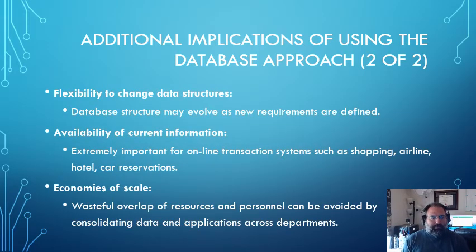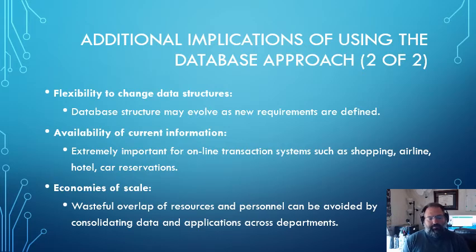Some additional implications of using database approaches. They provide for flexibility to change the data structures. Data structures can evolve over time. That's that schema evolution I mentioned earlier, as new requirements are defined. Availability of current information is extremely important for online transaction systems such as shopping, airline, hotel, and car reservation systems. So making sure that the information that you're seeing is the current and correct value, and there's almost no lag in something being distributed across the environment.